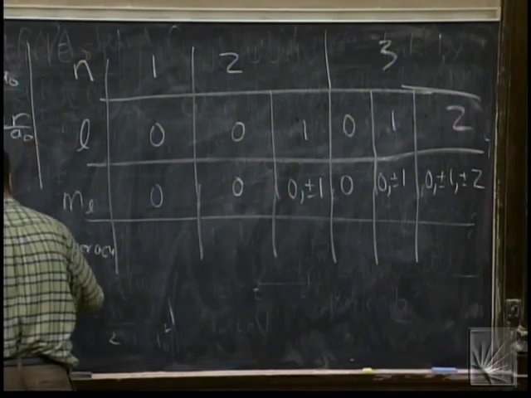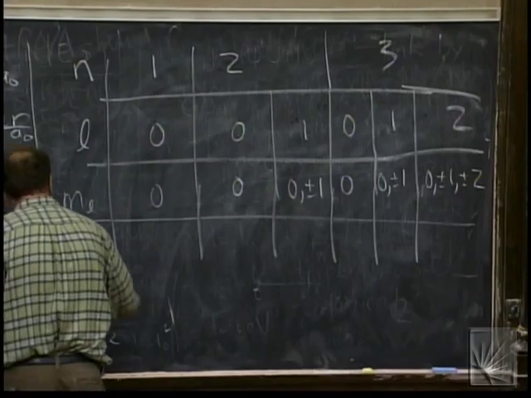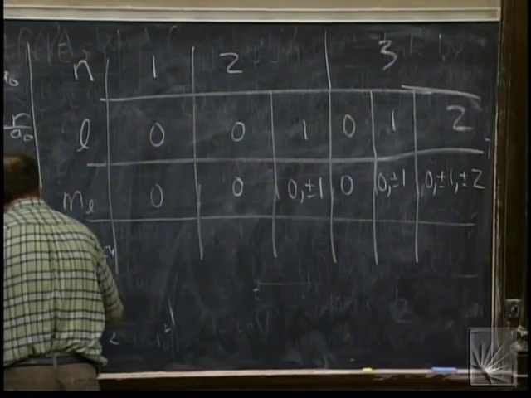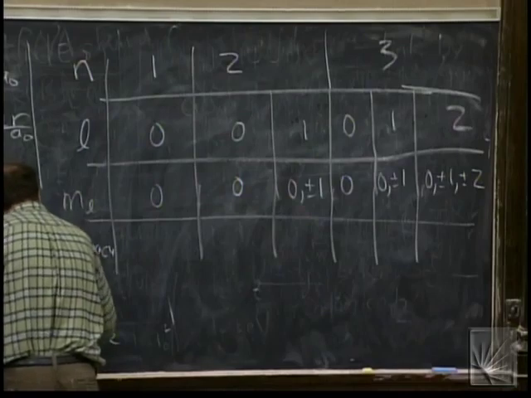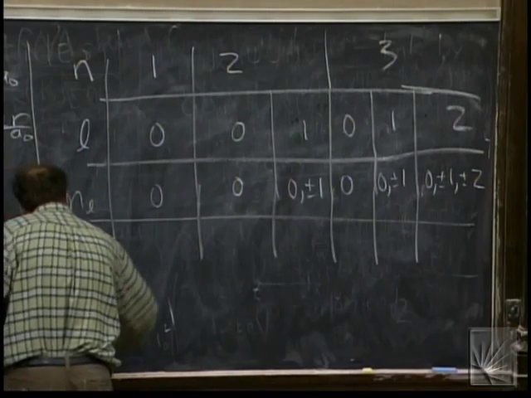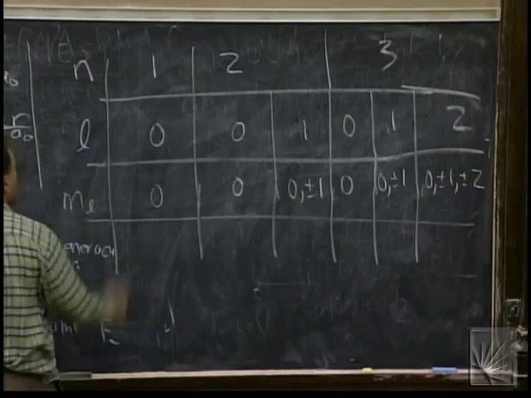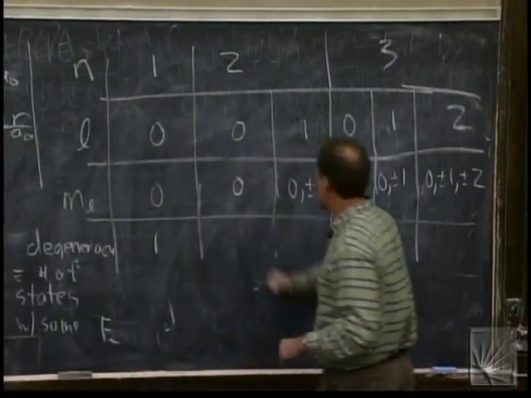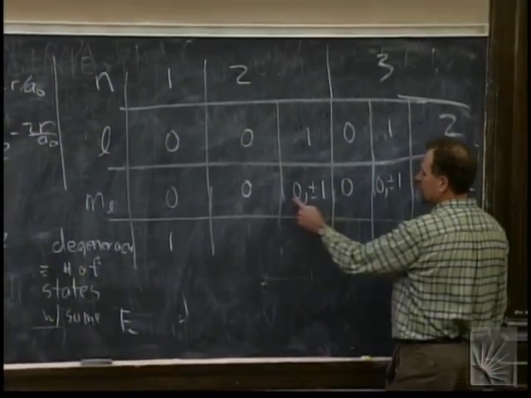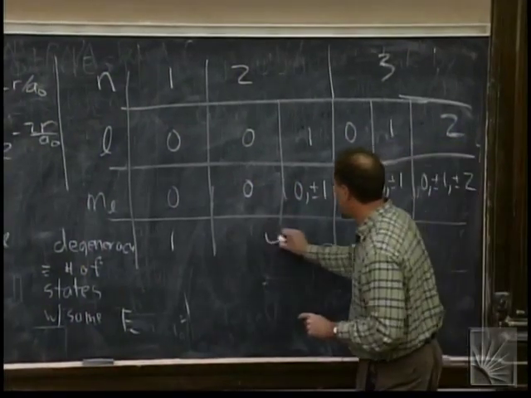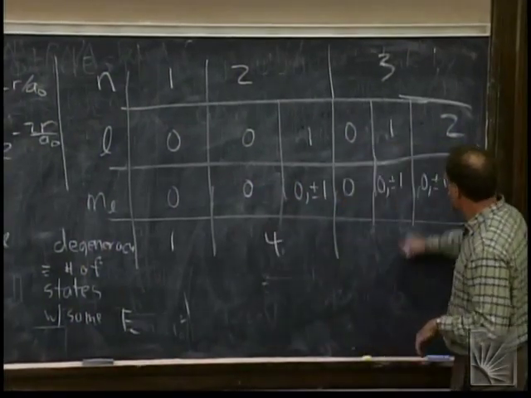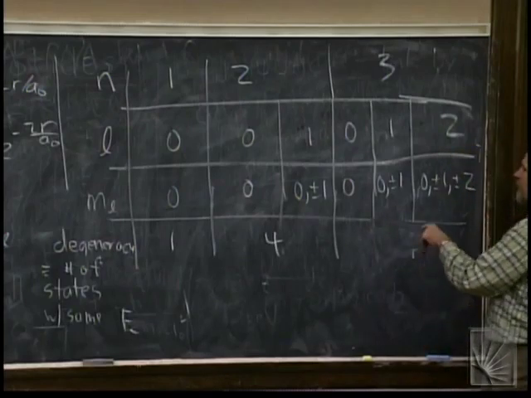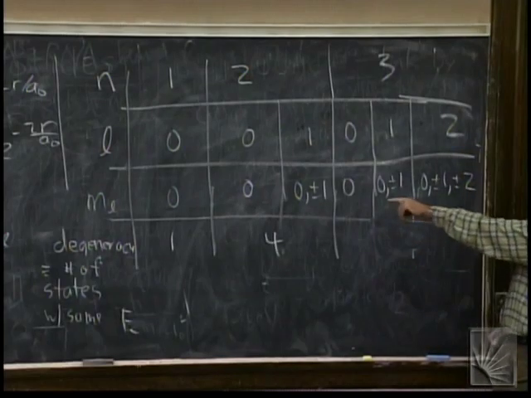In other words, the number of states with the same energy. There's one energy here. Sorry, I don't want to put it there. There's one state, two state, three state, four state. I feel like I'm reading one fish, two fish, red fish, blue fish.